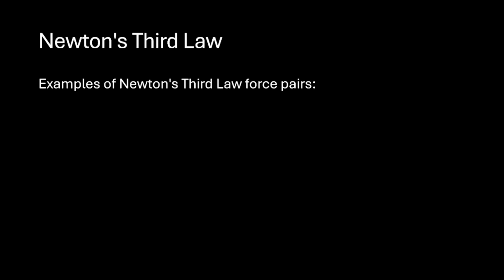So let's go over some examples of Newton's third law force pairs. We can see an object resting on a table. The force of gravity acts on the object downwards, with the normal force exerting an equal and opposite force upwards, keeping the block in what we call translational equilibrium, where the net force, the sum of all forces, is 0.